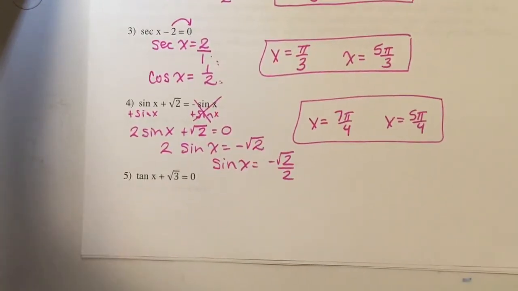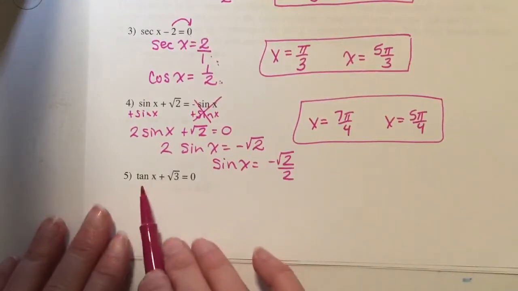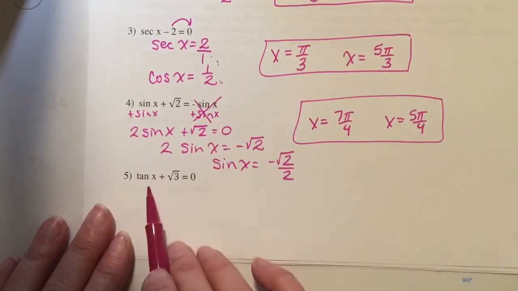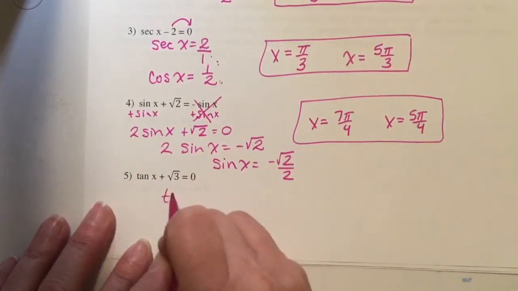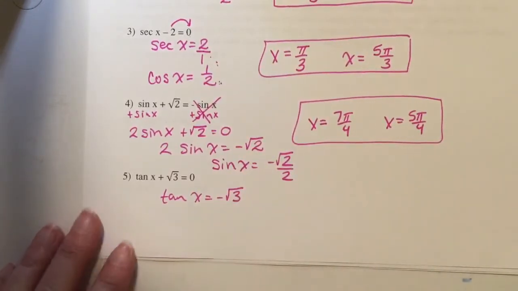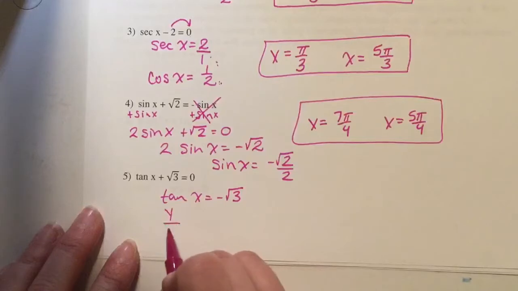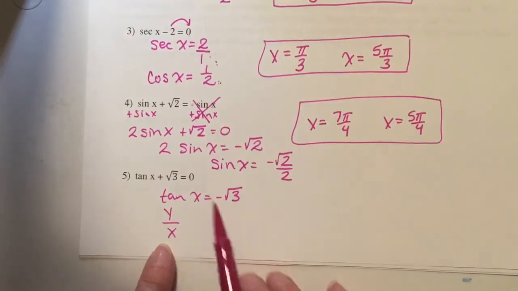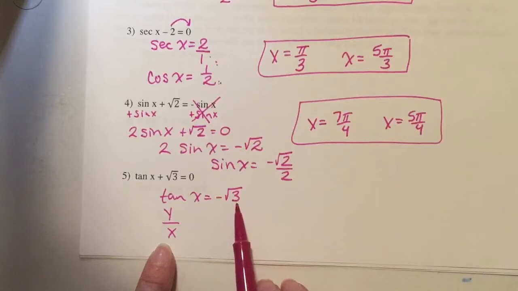Okay, here's one more of what we're going to call the basic equations. If I have a tangent of x, again, you want to isolate the trig function. So I'm going to start off by subtracting the square root of 3 to the other side. Now remember, tangent is y over x. So I may have to try a couple of these where I take the y value divided by the x value because I want my ending solution to be negative square root of 3.